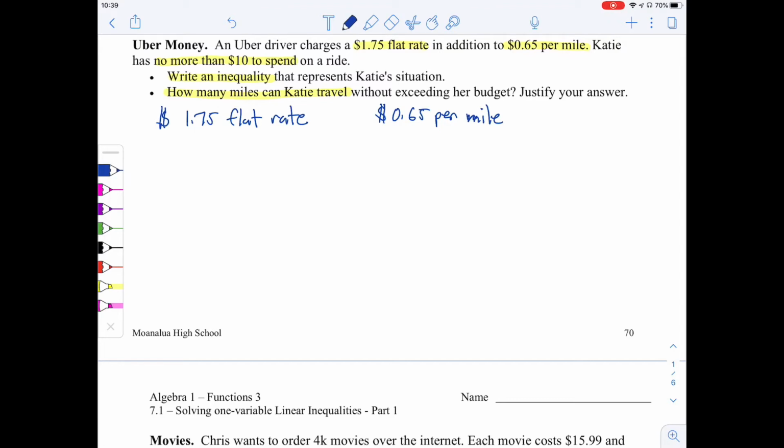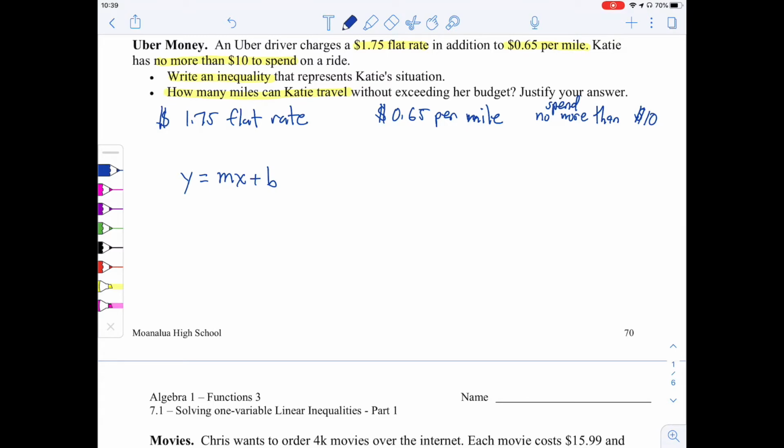And wants to spend no more than $10. Right, so spend no more than $10 because that's all she has. So those are 3 pieces of information that they give us. And again, we're going to compare it to y equals mx plus b, with our initial value and slope.